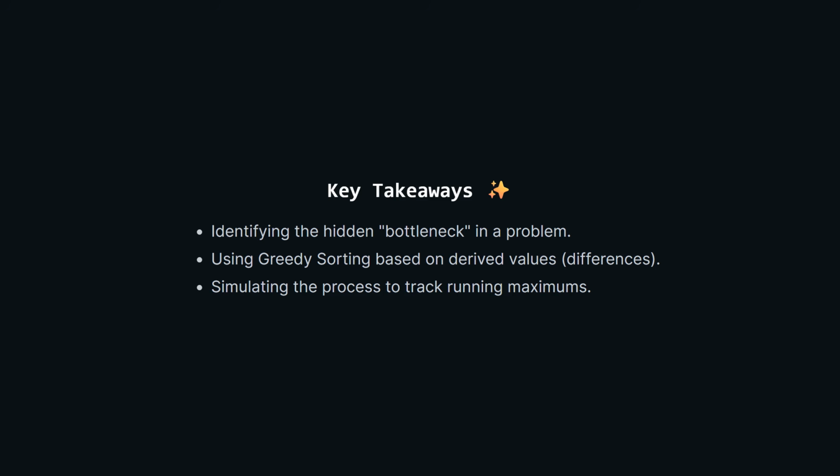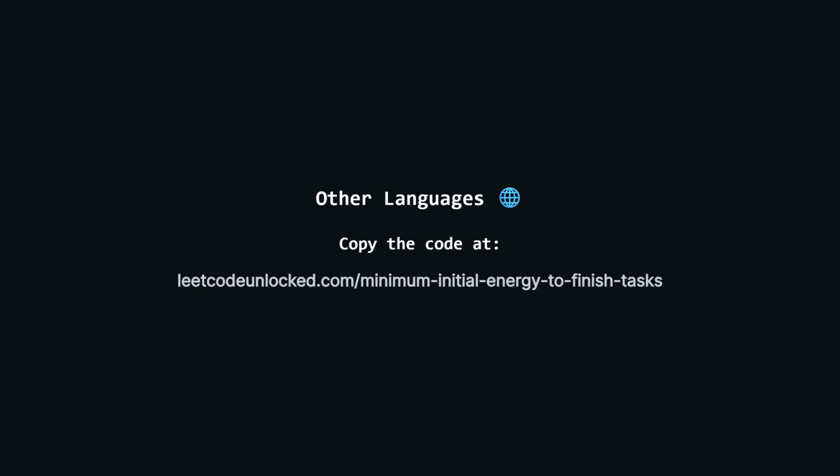To summarize our key takeaways from this problem, we learned how to identify hidden bottlenecks. We used a greedy sorting strategy based on calculated differences rather than raw values, and we simulated the process to easily track our running totals. Alright, that covers the Python explanation.